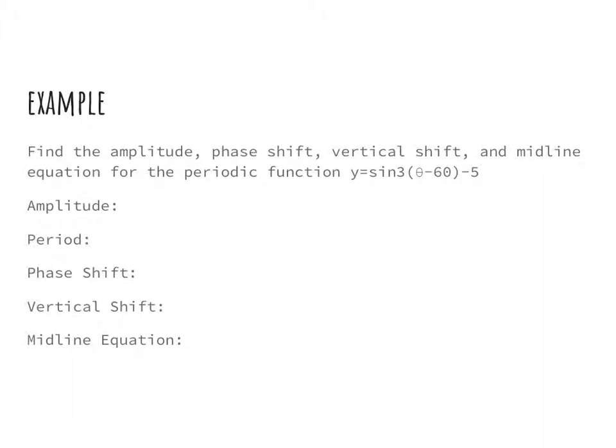Our next one, we've got y is equal to sine of 3 times (theta minus 60) minus 5. Amplitude, again, the number in front. There's no number, so the amplitude is just 1. For the period, we take the number in front of the parentheses, it's a 3, and we take 360 divided by that. 360 divided by 3 gives us a period of 120 degrees. For the phase shift, inside the parentheses, it's a -60. Minus means right, so we're moving it to the right 60 degrees.